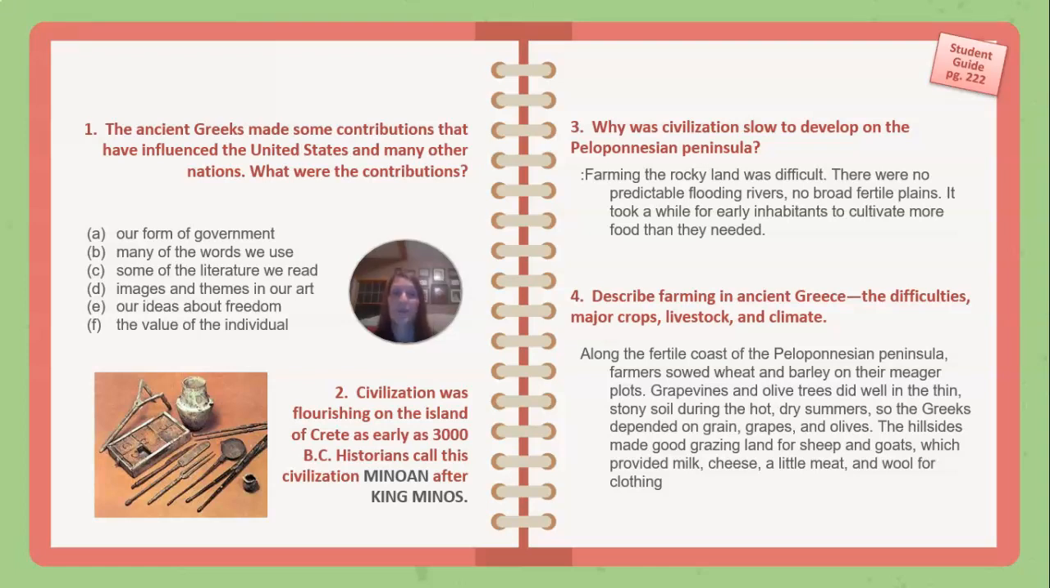The hillsides made good grazing land for sheep and goats, which provided milk, cheese, and a little meat, and wool for clothing. So you can see here, the ancient Greeks' diet was definitely much different from the other civilizations that we have studied.